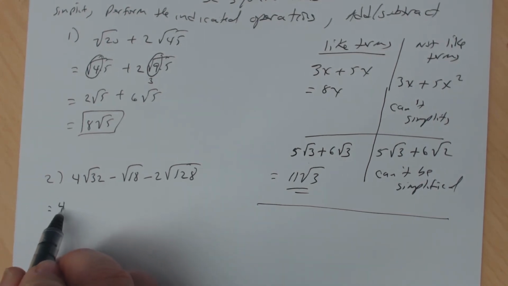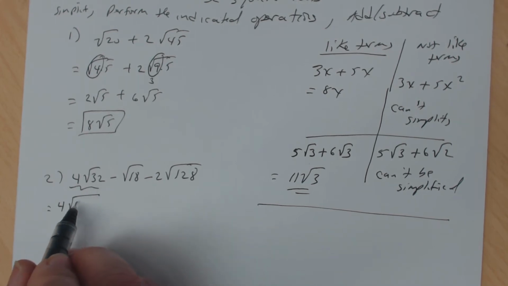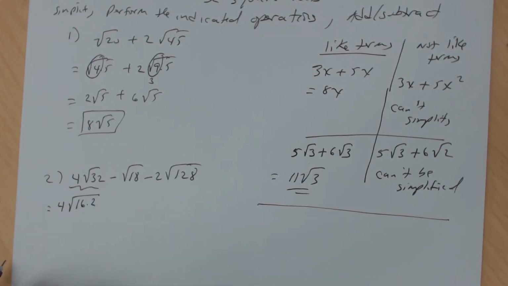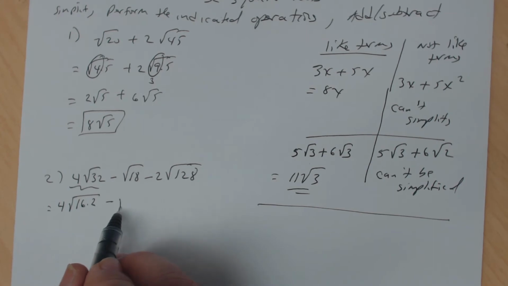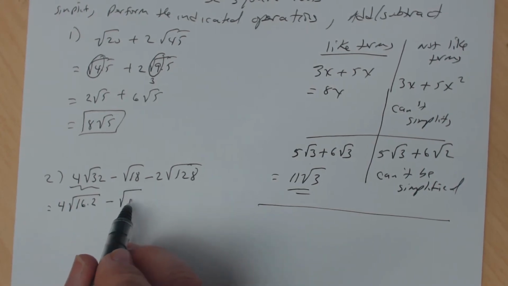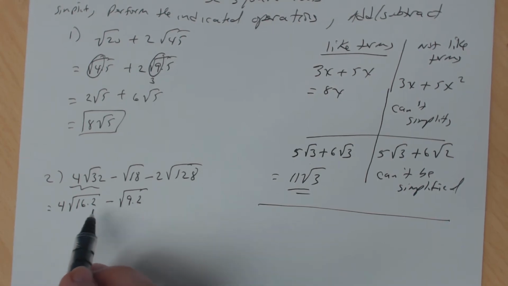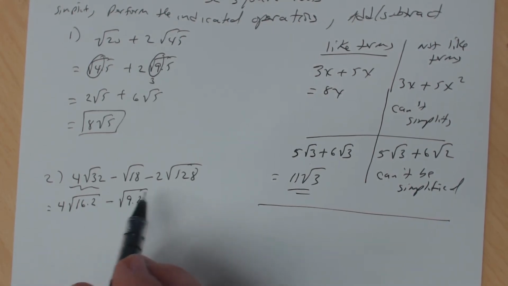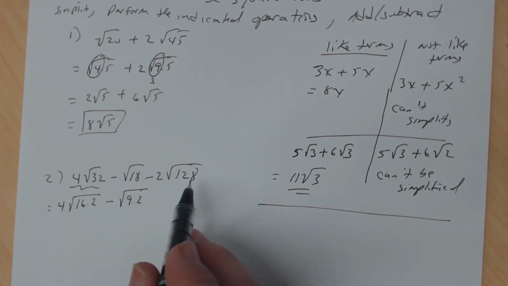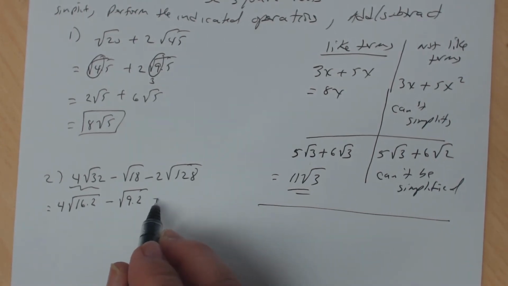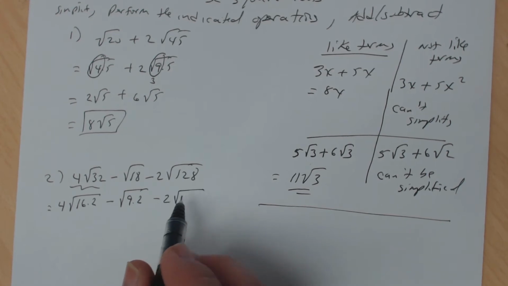So 32 we know, so this term right here is going to be 4 times the square root of, and 32 we know is 16 times 2. 18, we know we can write this as the square root of 9 times 2. And notice the 2's here. So always look for things like that. So maybe all these three terms, you're going to end up with the square root of 2. So look at this and use that idea. Maybe it doesn't always work, but maybe it will this time.